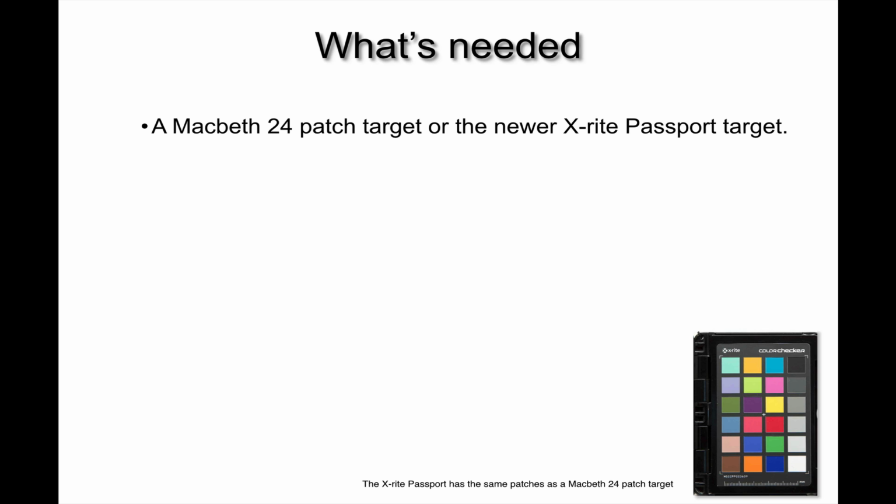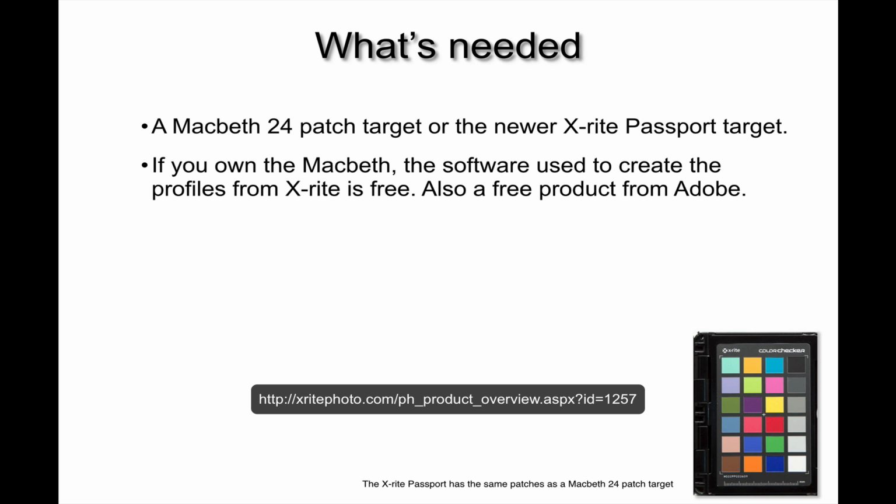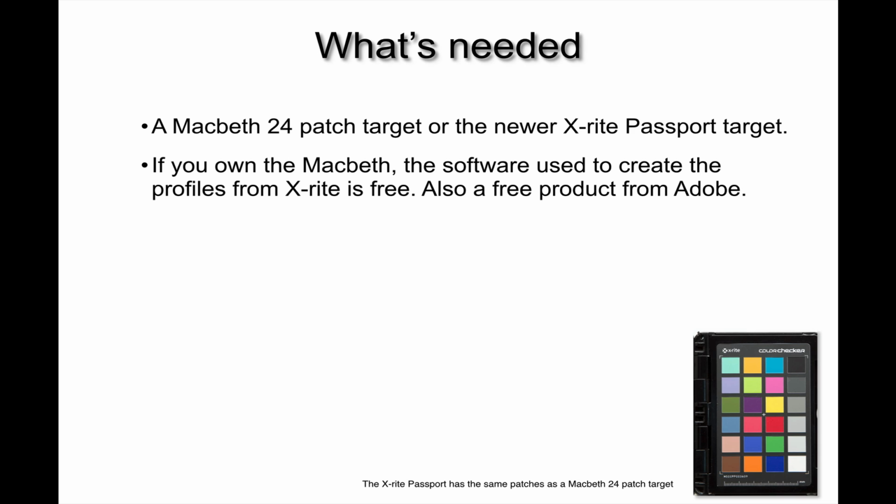It has a lot of really useful functionality above and beyond the inclusion of this Macbeth 24 patch target in a mini form in a plastic case. It comes with other targets for white balancing and so forth. Go to X-Rite's webpage and check it out. But if you own a Macbeth 24 patch target, you can go to the X-Rite site and actually download their software, which is free, to build DNG camera profiles. So all you need is this target.